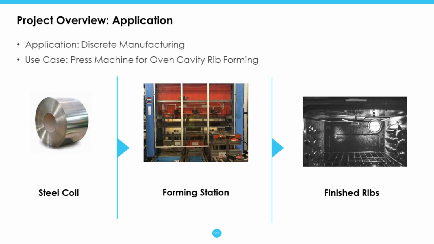And we also want to relate those to the actual quality part at the end of this process, which is these finished ribs, and there's certain critical dimensions or whether they're cracked or not cracked that we're trying to correlate the data to.